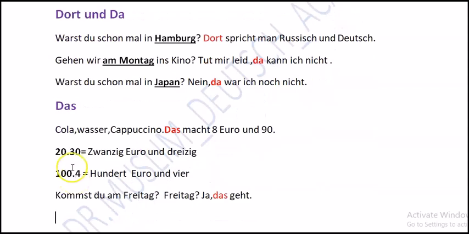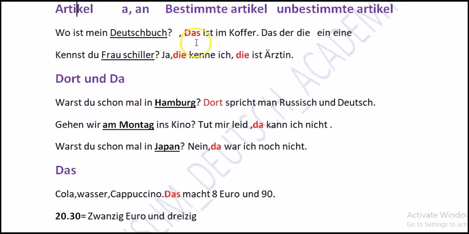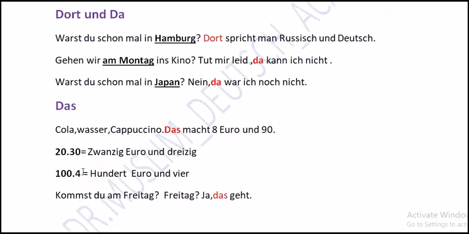The next one is das. By help of das, we can also connect sentences. It is not that das like the article we used, not like this one. Here das means it. Now we are explaining in examples, then you will know better what it means here.